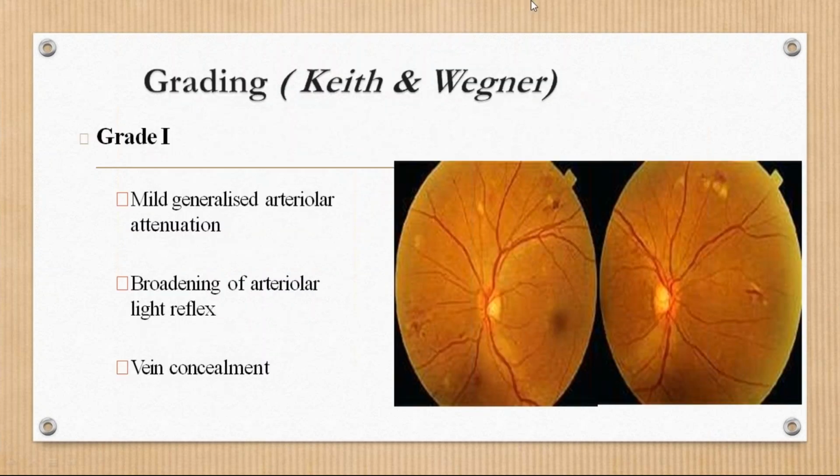Okay, so coming to classification of hypertensive retinopathy, there is the Keith-Wagner classification, which is very important. In Keith-Wagner, you can see grade 1, grade 2, grade 3, grade 4. In grade 1, you can see mild arteriolar attenuation, broadening of the arteriolar light reflex. I told you the normal light reflex will be narrow, thin, and very bright, but the broadening of the arteriolar reflex starts at grade 1, and there will be beam concealment. This is what you see in grade 1.